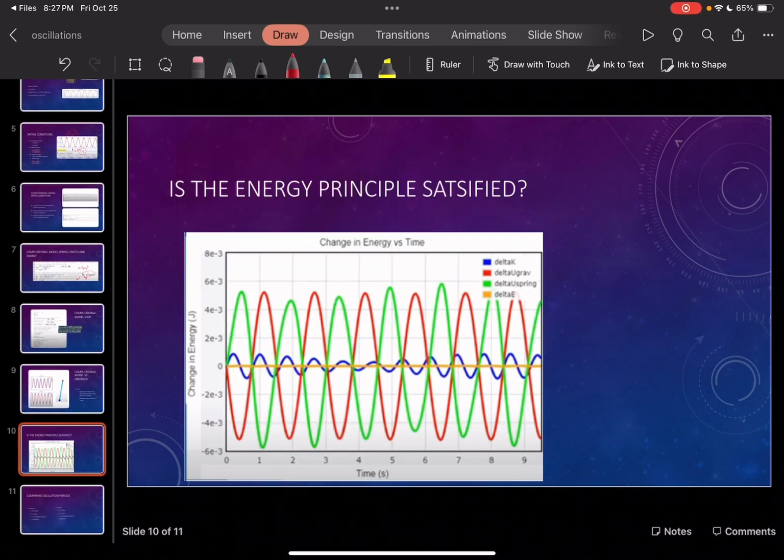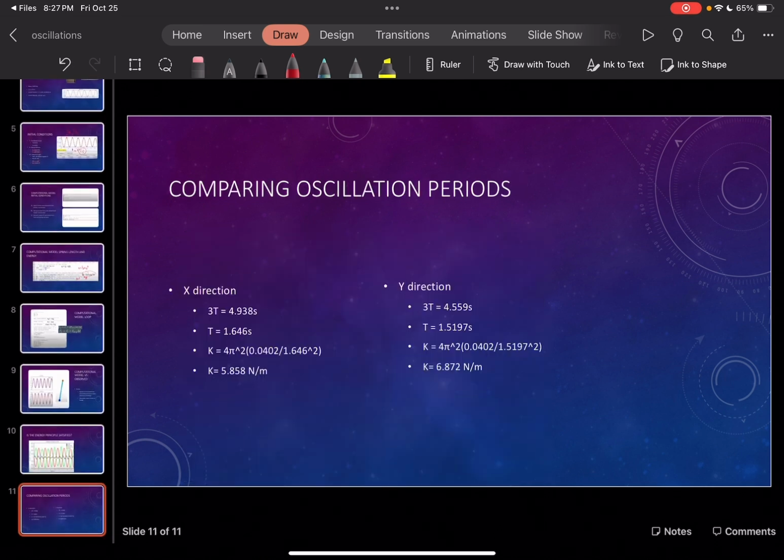So now let's ask, is the energy principle satisfied? That's our total goal of this lab. And we can see here that our delta E remains relatively the same, and that the energy principle overall is satisfied, as we can say that delta E was equal to 0, and that our overall system conserves energy and follows the energy principle. And finally, let's compare the oscillation periods in the x direction and the y direction.